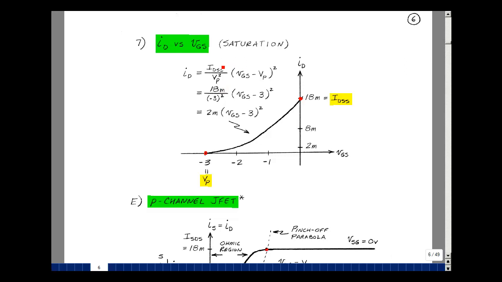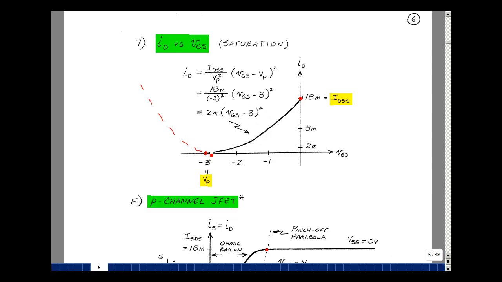The values for IDSS on page 4 were 18 milliamps and the pinch off was minus 3. That's 18 milli divided by 9, which is 2 milli. Plotting that, you get a parabola. The parabola actually continues on mathematically, but we really stop when we get to this point when the current hits 0. This is going to be troublesome for SPICE. It has to find this region given this equation.